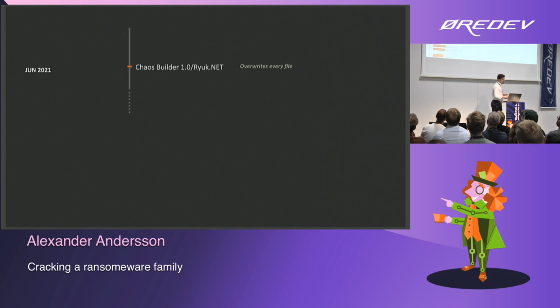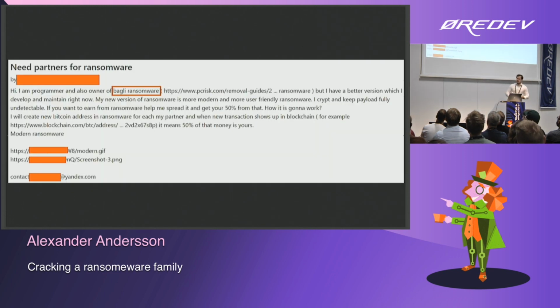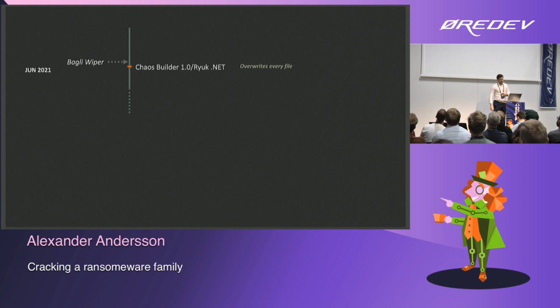This happened back in June 2021. When we follow the poster of that original post, we see that there was a previous post by the same individual on another forum, where this person claims to be the developer of something called the Backlight ransomware, and is looking for a partner to do ransomware with. When we look at the code, comparing Backlight and Chaos, we see that they are quite similar as well, so this seems quite probable.